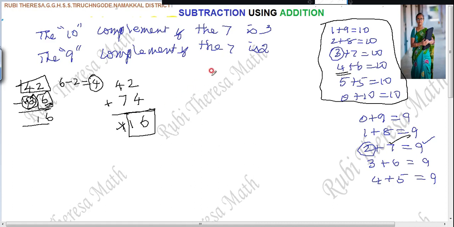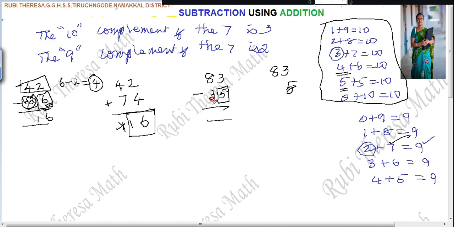Next problem shall we see? 83 minus 35. 83 you write as it is. For this unit place, the complement of 10. So what is the complement of 5 here? 5.